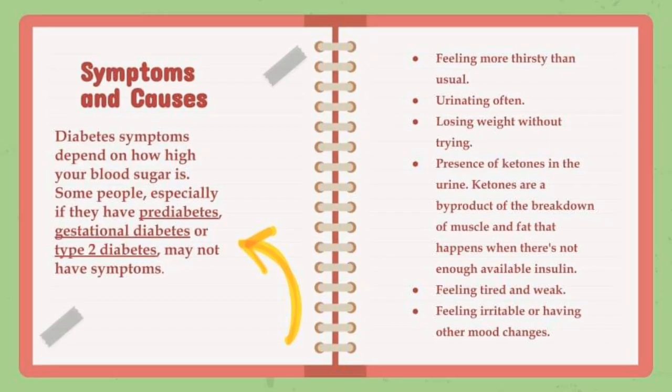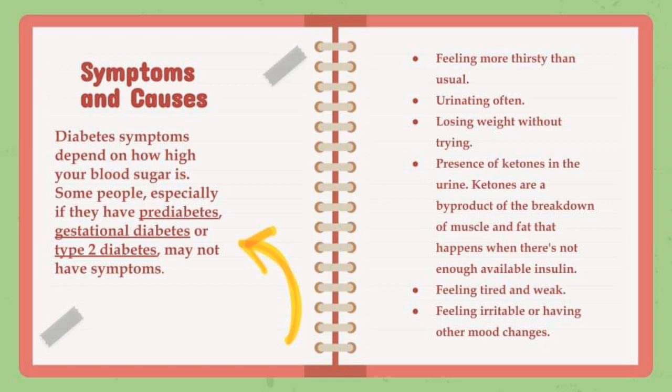Symptoms and causes. Diabetes symptoms depend on how high your blood sugar is. Some people, especially if they have prediabetes, gestational diabetes, or type 2 diabetes, may not have symptoms. So here are examples of symptoms. Number 1. Feeling more thirsty than usual, urinating often, losing weight without trying, presence of ketones in the urine.